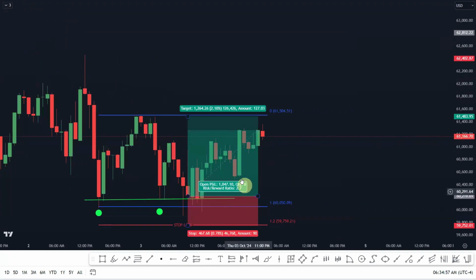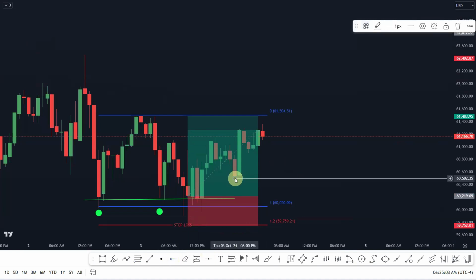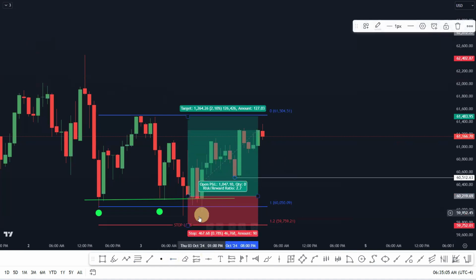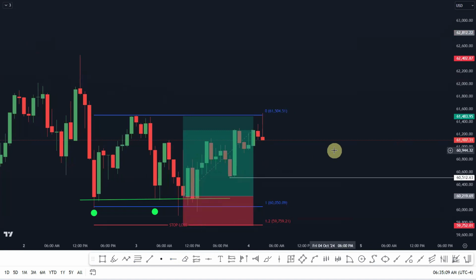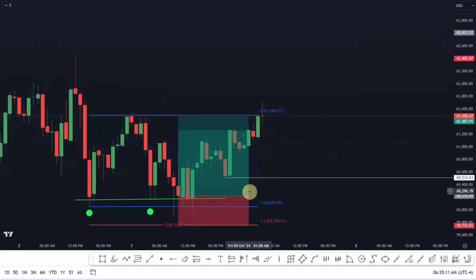In that situation, as the price has created a new low, I'm going to move my stop loss to that low. I'm not going to use a trailing stop loss. Instead, I'm going to move my stop loss to that low. And as the price hit our take profit, that was a profitable trade for us.